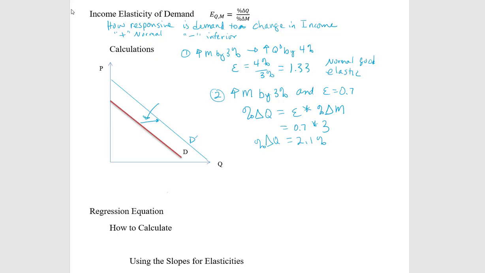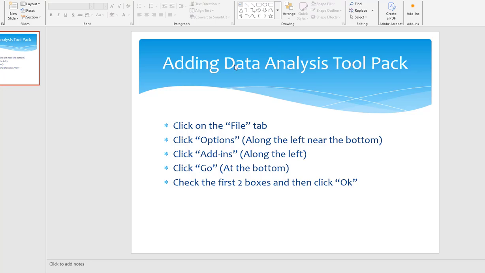There's one last thing that I want to demonstrate for you, and that's how to calculate a regression equation in Excel, and then use that regression equation for your elasticities. The first thing you need to have is the data analysis tool pack enabled in your Excel. So these are the instructions for how to do that. You go to the File tab, Options, Add-ins, Go, check the first two boxes, and hit OK. I'll walk through that over in Excel, but I wanted to put this in this video so you had it if you need it.